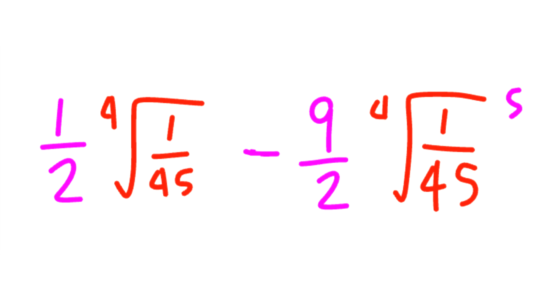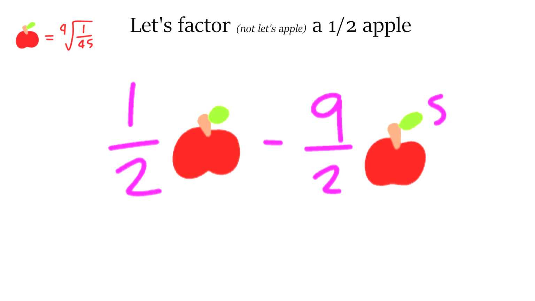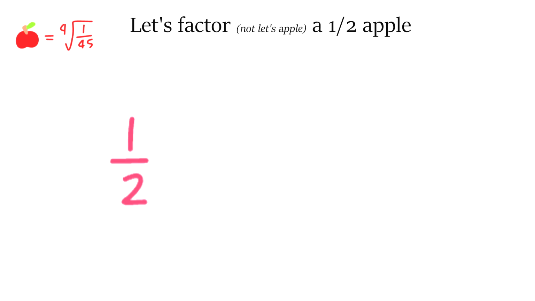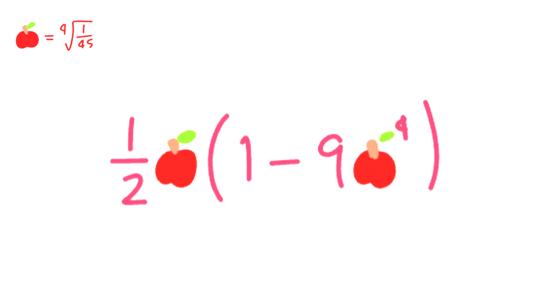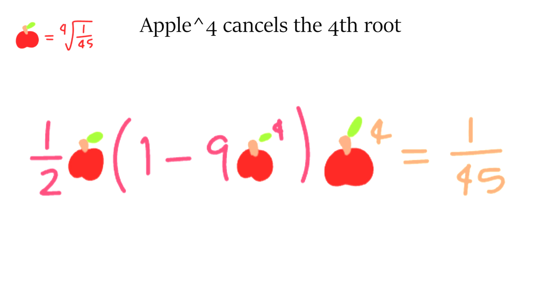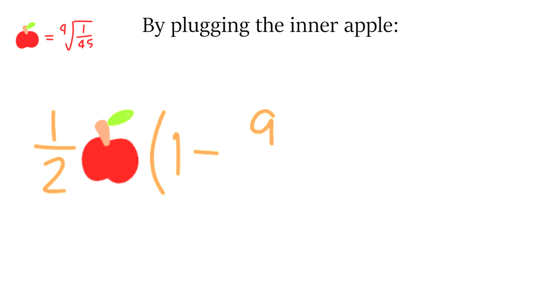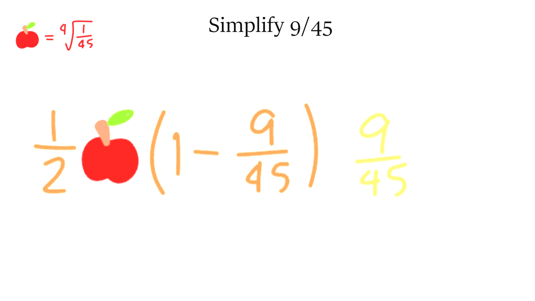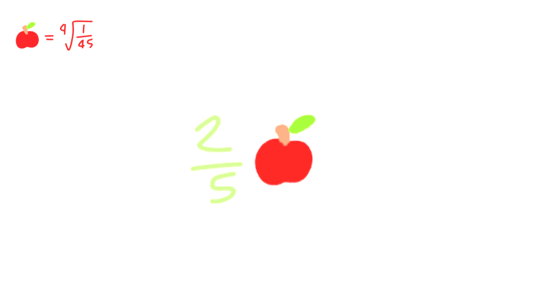And if we plug the fourth root directly, we could just use the calculator to estimate, but no, we want an exact form for our pseudo-focus. So firstly, let's factor out 1/2 a, giving us 1/2 a times 1 minus 9a to the fourth. Secondly, we know a to the fourth cancels out the fourth root if we plug it in. So plugging the a, we get 1/2 a times 1 minus 9 45ths. 9 45ths simplifies to 1/5, so subtracting that from 1, we get 4/5. Dividing the two, we have 2/5 a.